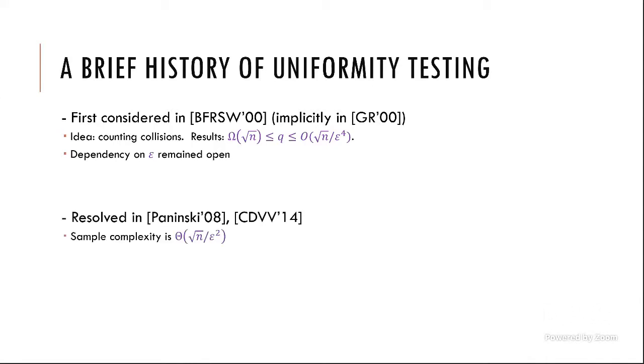Roughly 10 years later, it was solved by Paninski, who showed that the dependency on epsilon is 1 over epsilon squared. It had a small caveat that was fixed by Chan, Diakonikolas, Valiant, and Valiant a bit after. Another paper I want to mention is by Diakonikolas, Gouleakis, Peebles, and Price from 2016, which showed that the original idea of counting collisions can be made optimal. With optimal analysis, it can succeed with square root of N over epsilon squared samples.